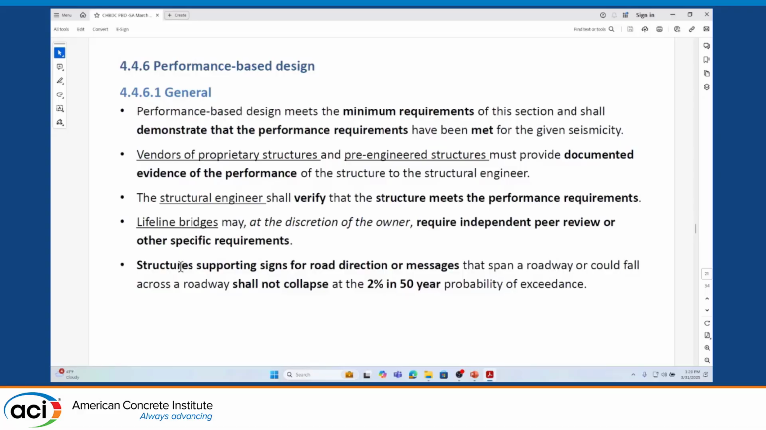In performance-based design, we have to make sure that whatever performance criteria are provided, they are met. Sometimes you may have to use proprietary products or pre-engineered structures. In that case, vendors must provide documented evidence that they meet the performance criteria, and the structural engineer also needs to verify that the performance objectives are met. When you have lifeline bridges, at the discretion of the owner, you may need to do an independent peer review or other specific requirements. Structures supporting signs for road direction or spanning a roadway must not fall or collapse at the highest seismicity, 2% in 50 years probability of exceedance.